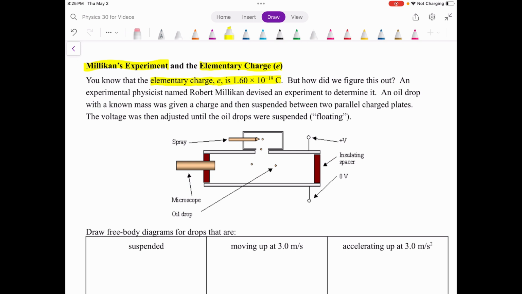It was done by an experimental physicist named Robert Millikan. This is not the last you will hear of Robert Millikan in Physics 30. Millikan is an experimental physicist, which is a very important role. Sometimes the theoretical physicists get a little more clout, like the Newtons and the Einsteins of the world, right?